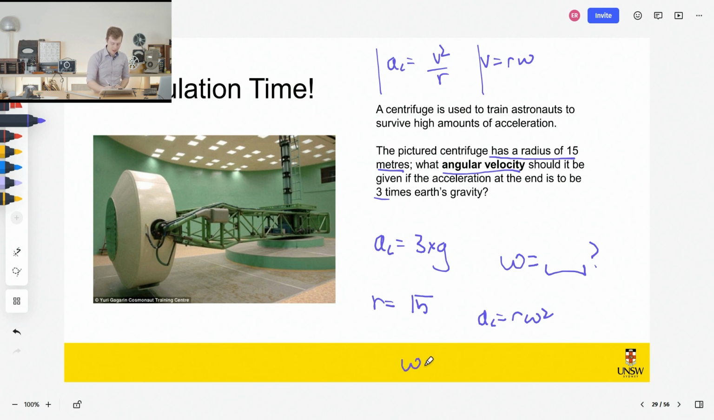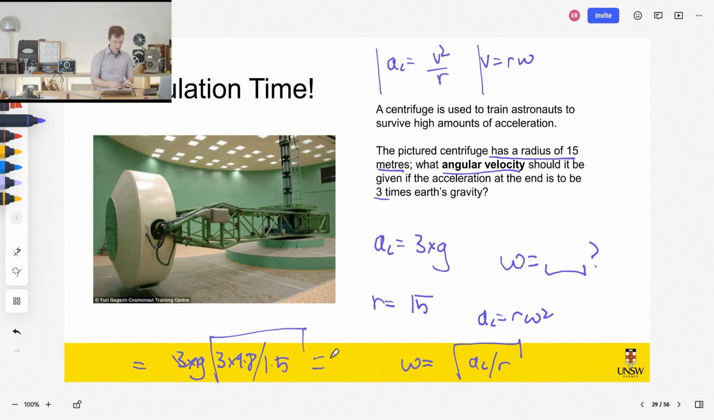So we're looking for omega. Omega is going to be equal to AC over r, all square rooted. And that is going to be equal to 3 times g. So I'll write it as numbers: 3 times 9.8 divided by 15, all square rooted, which is 4.42 radians per second. That's insane. That's really fast, right? That's almost 1 rotation every second. Scary. But that's it. That's a pretty simple calculation, right?